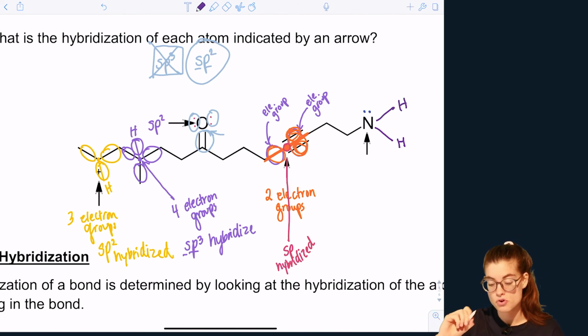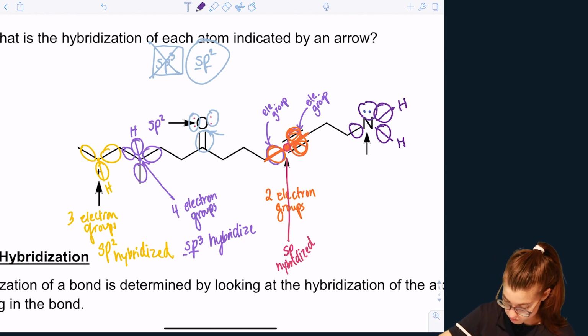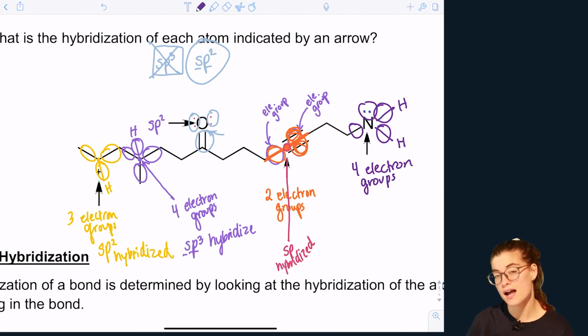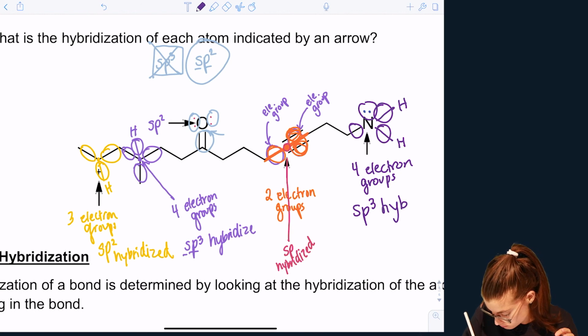So, how many electron groups does this nitrogen have? 1, 2, 3, 4. The answer is 4. So with 4 electron groups, we need 4 hybrid orbitals to accommodate each group. And if we need 4 hybrid orbitals, then that means we need this nitrogen to be sp3 hybridized. There we go.